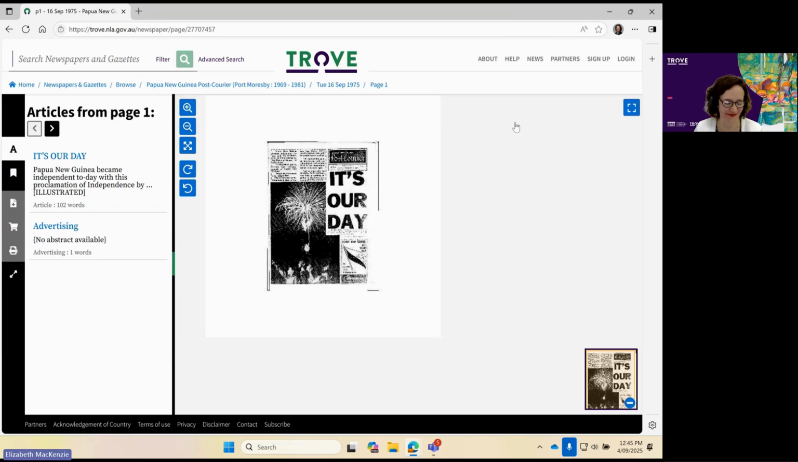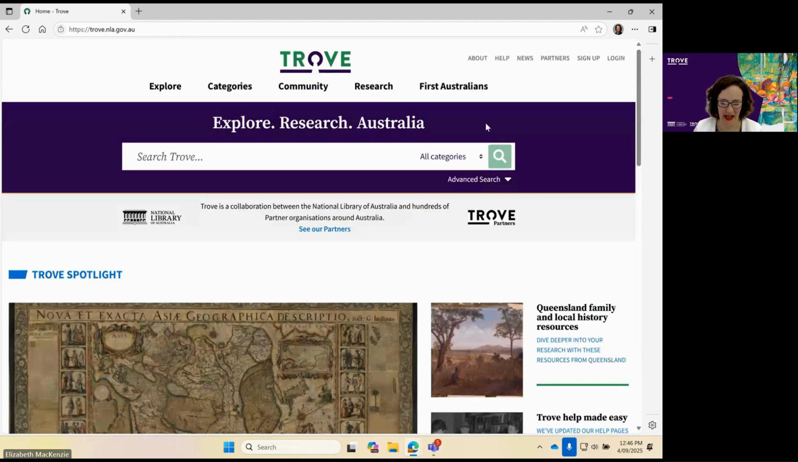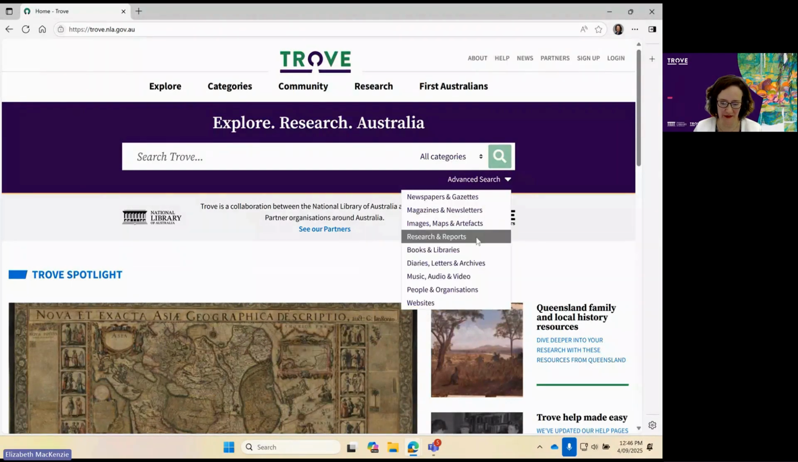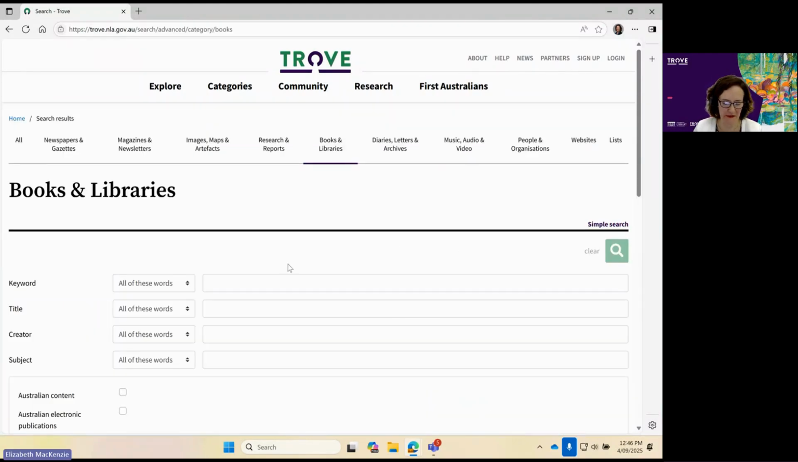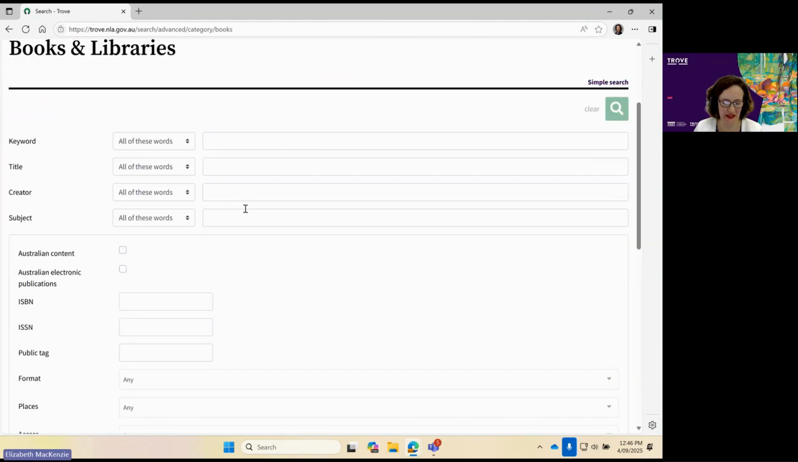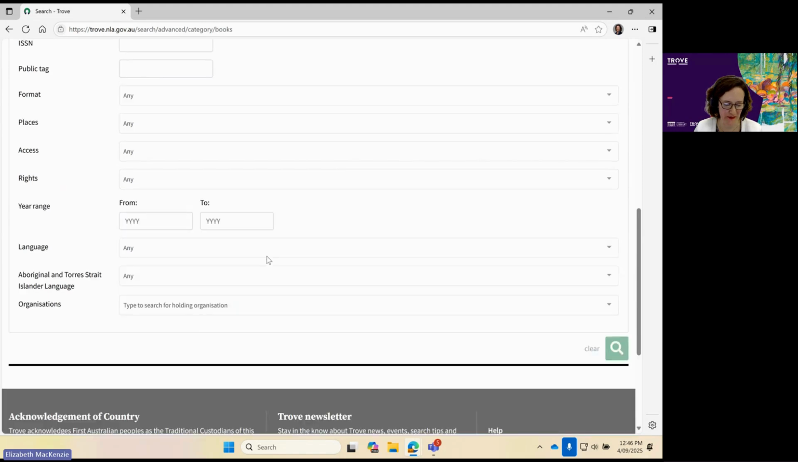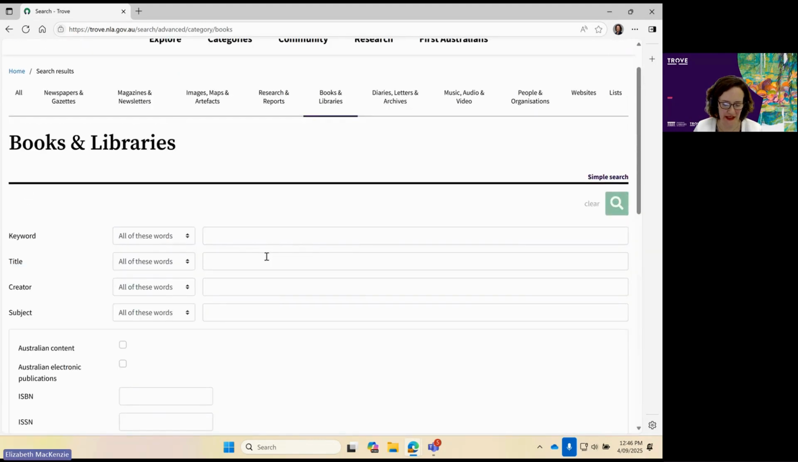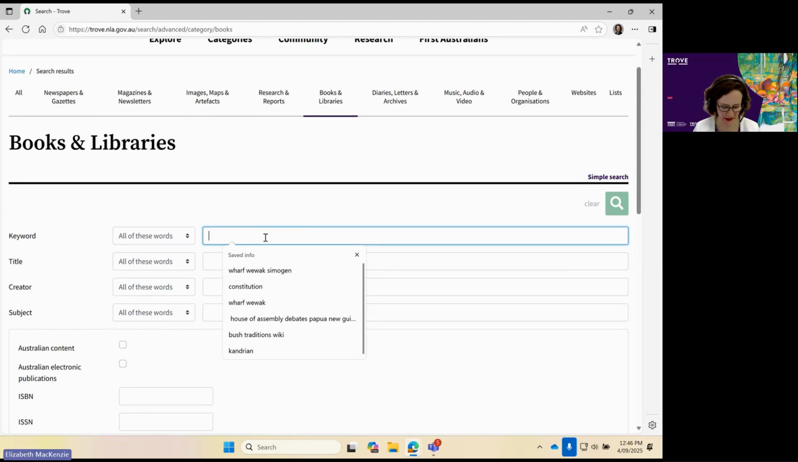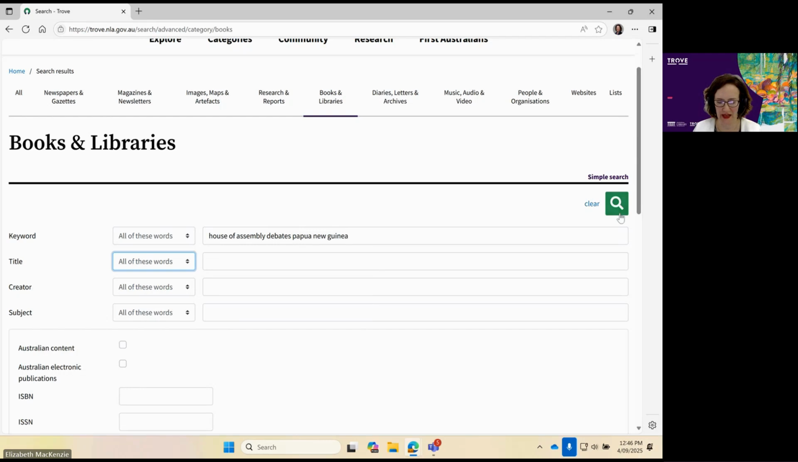As I mentioned before, things that you find in the books and libraries category may or may not be digitised. If you're not sure whether it's digitised and online or not, this can be a good place to find out. We're going to go back to the first page of Trove, and this time we're going to go to the advanced search feature here and filter by books and libraries. This brings up the advanced search screen. You can see at the top there's keyword, title, creator, subject, and some more search boxes that you can use underneath. In this case, we are going to type the House of Assembly debates into the top search screen and click on search.